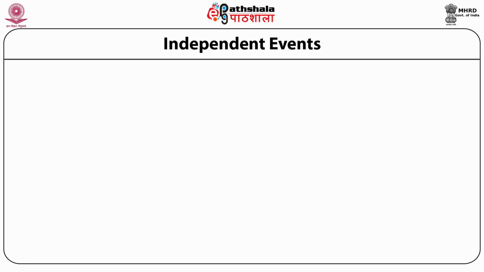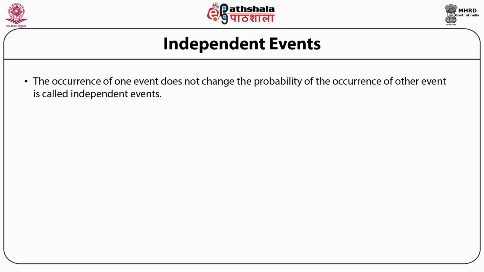Now, first let us define independent events. The occurrence of one event does not change the probability of occurrence of the other event; these are called independent events. So either the probability of A given B is equal to the probability of A, or the probability of B given A is equal to the probability of B, and vice versa.